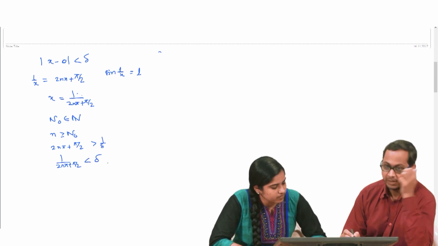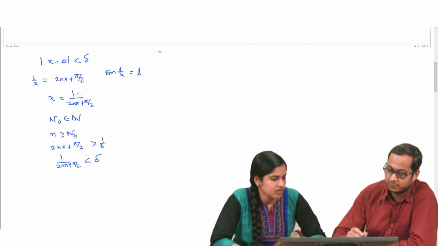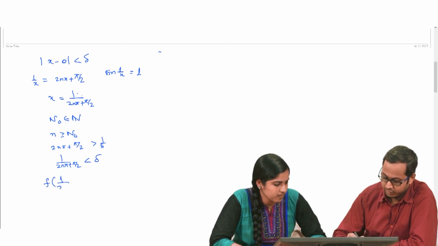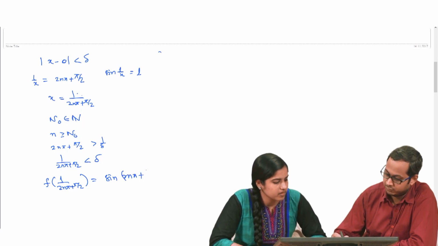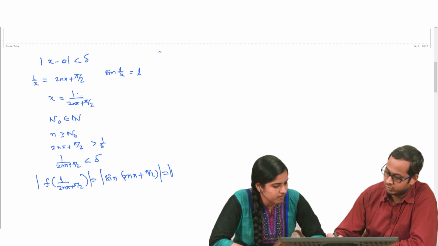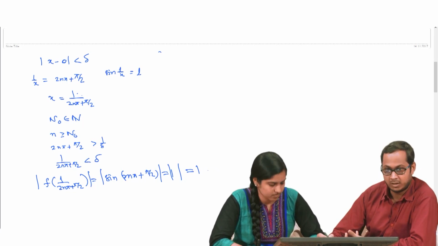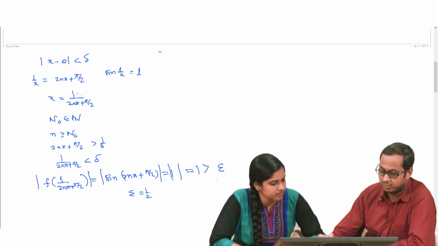So this is in the delta neighborhood, and at this point, when x is 1 by 2n pi plus pi by 2, f of x is sine of 2n pi plus pi by 2, which is 1. So the modulus is 1. But I needed this to be less than epsilon. If I choose epsilon equal to half, which is less than 1, then this value is not less than epsilon. It is bigger than epsilon.